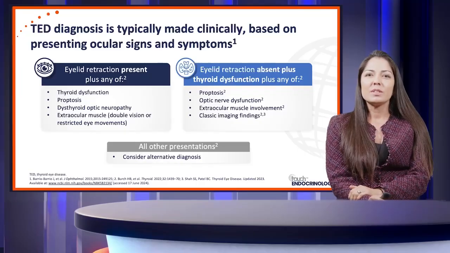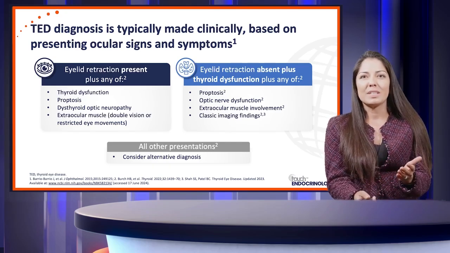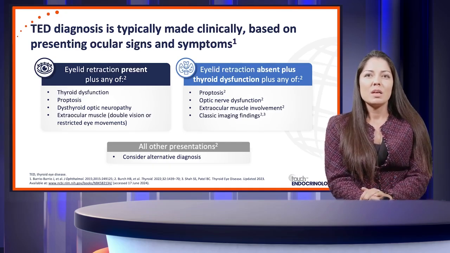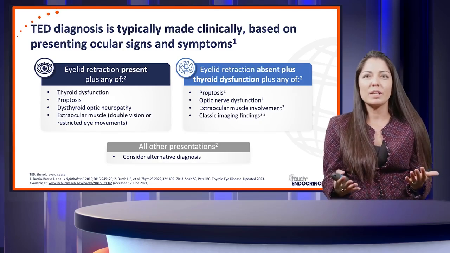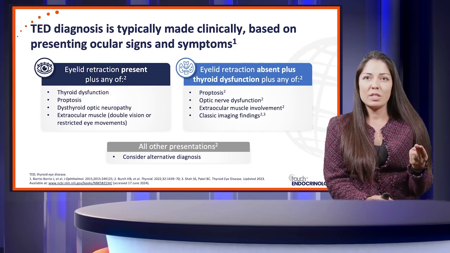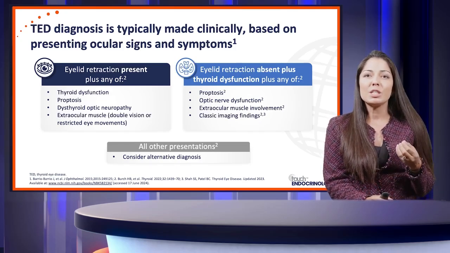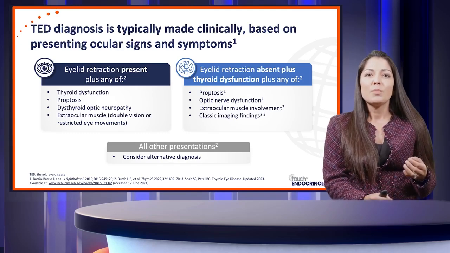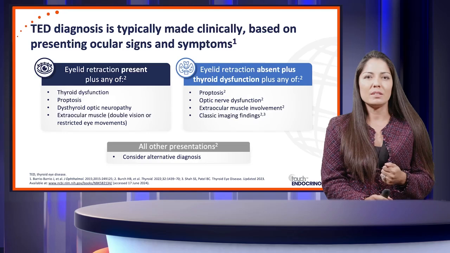Thyroid eye disease diagnosis is typically made clinically based on a constellation of presenting signs and symptoms. And so we really want to find at least two out of the following three things to make this diagnosis: clinical signs and symptoms, thyroid dysfunction, and classic imaging findings. So if you have a patient that has eyelid retraction plus any of the following, you can be pretty confident that they have thyroid eye disease.